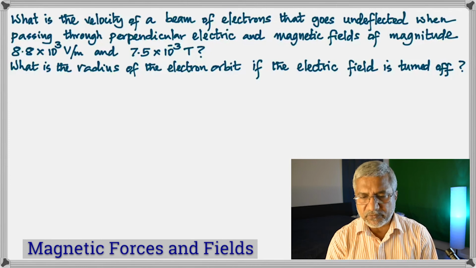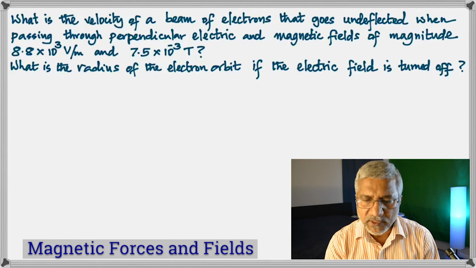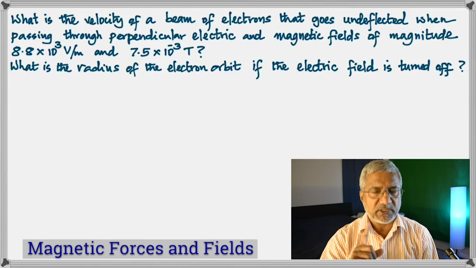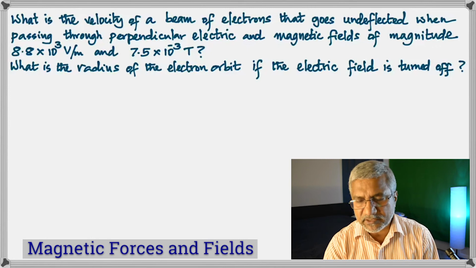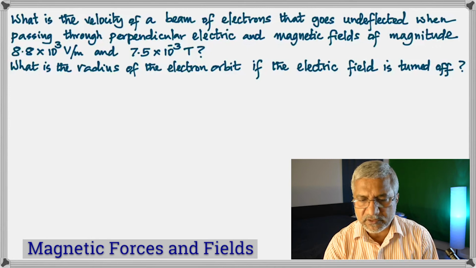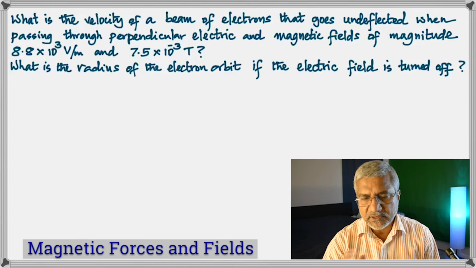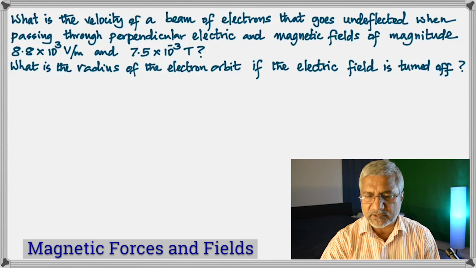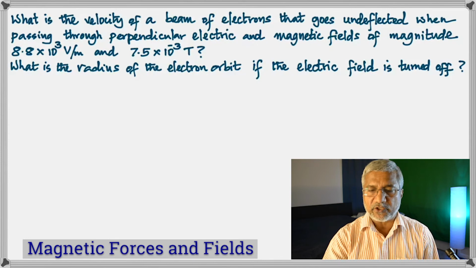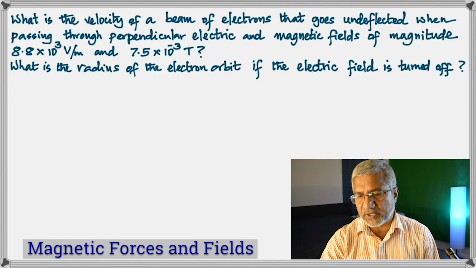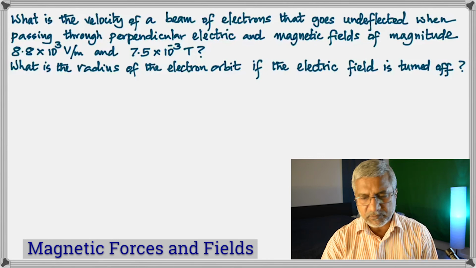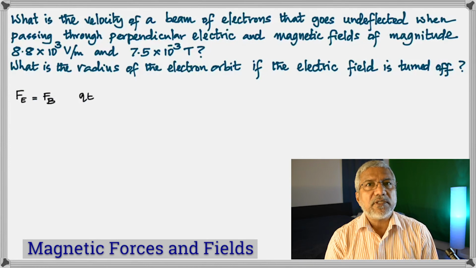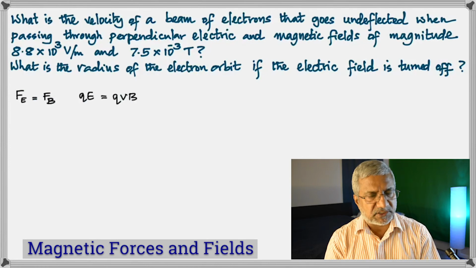Here is a problem that illustrates this. It says, what's the velocity of a beam of electrons that goes undeflected when passing through perpendicular electric and magnetic fields of magnitude, both given. One is the electric field in volt per meter, and the other is in Tesla, so that's the magnetic field. Then you're asked to find the radius of the electron orbit if the electric field is turned off. We'll come to that later, but first of all, how do you find the velocity? It's just simply E by B.